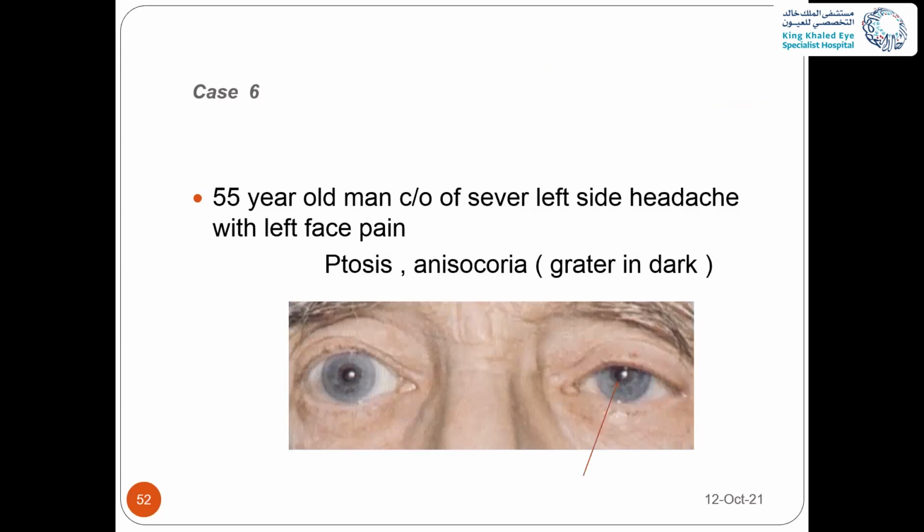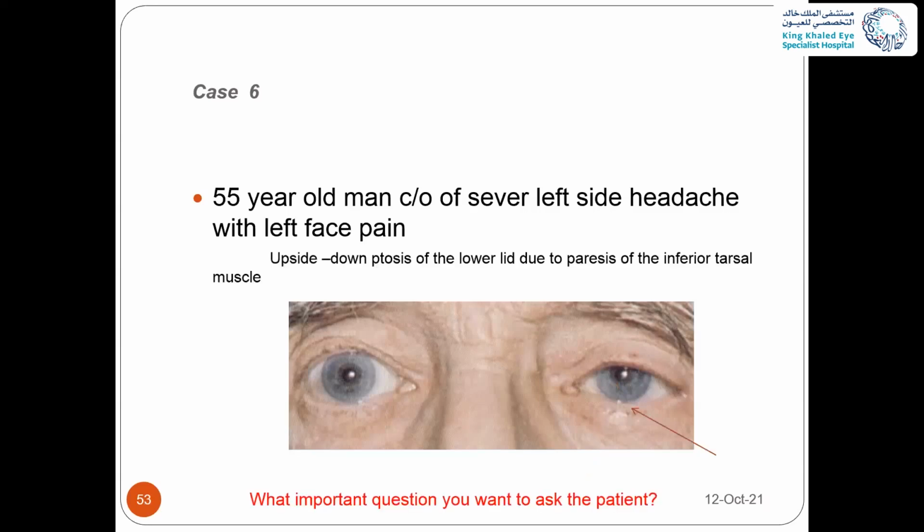Look at the pupil. There is a little bit of pupil anisocoria, and it is greater in the dark. And what else? There is mild ptosis of the upper lid, as well as upside down ptosis of the lower lid due to paresis of the inferior tarsal muscles. What is the important question you want to ask this patient, and what is your differential diagnosis here?